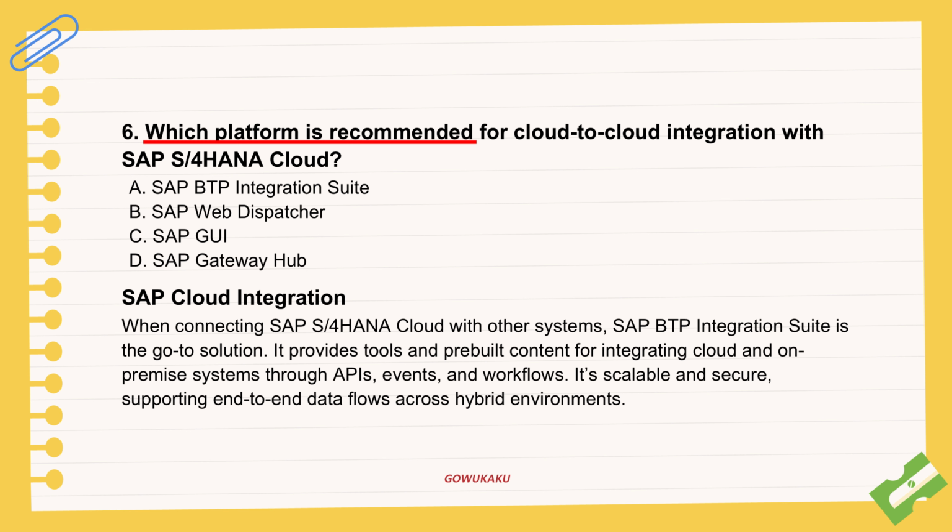All right, question 6 takes us to integration. Which platform is recommended for cloud-to-cloud integration with SAP S/4HANA Cloud? Is it A, SAP BTP Integration Suite, B, SAP Web Dispatcher, C, SAP GUI, or D, SAP Gateway Hub? The go-to platform for this is A, the SAP BTP Integration Suite. BTP Integration Suite, part of the wider business technology platform.